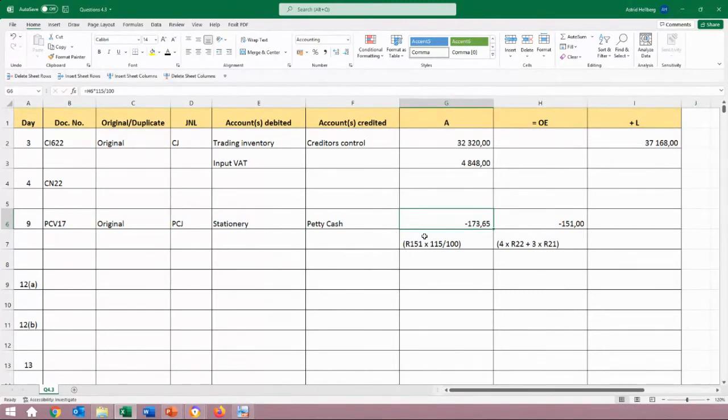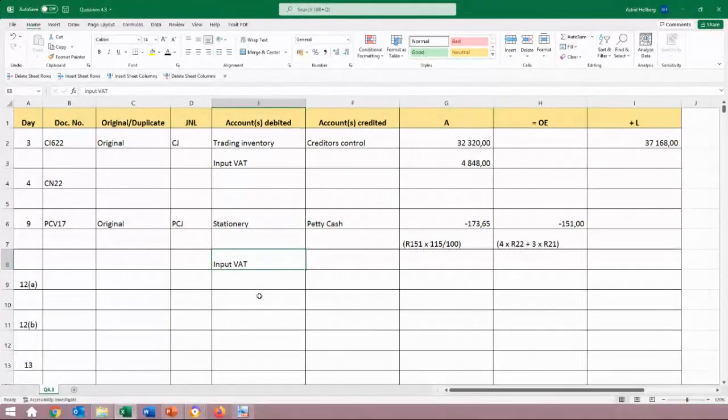Okay, so if we look at what we've captured to stationery and what we've captured for petty cash, what is the difference? Okay, Zandile says it's input VAT. Yes, Zandile, that is correct. So now we know we have to debit the input VAT. Remember, if we credit it with 173, your debit needs to equal what you credited. Currently the credit is bigger than the debit, so I would debit the input VAT.